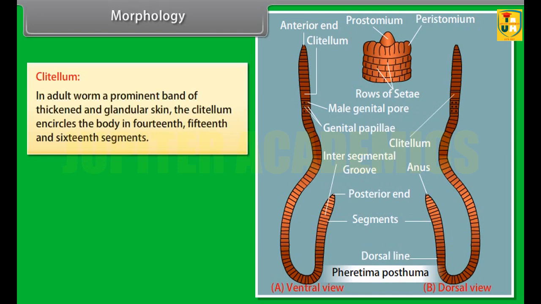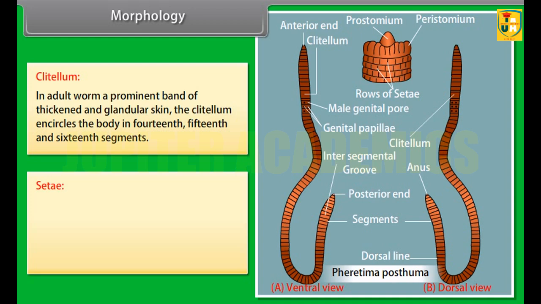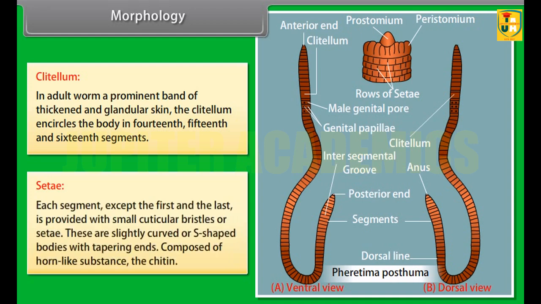Clitellum. In adult worm, there is a prominent band of thickened and glandular skin. The clitellum encircles the body in 14th, 15th, and 16th segments. Setae. Each segment, except the first and the last, is provided with small cuticular bristles or setae. These are slightly curved or S-shaped bodies with tapering ends, composed of a horn-like substance, the chitin.